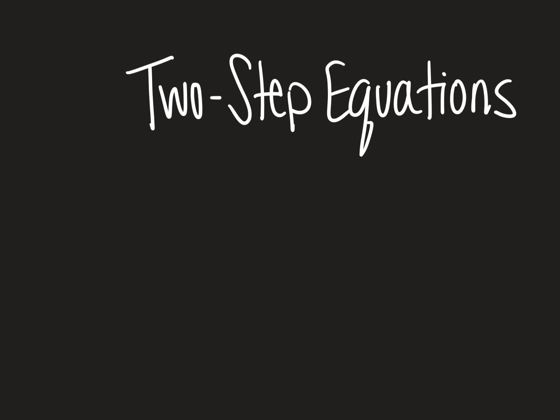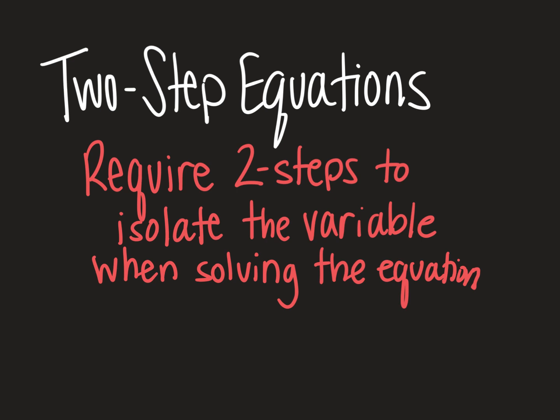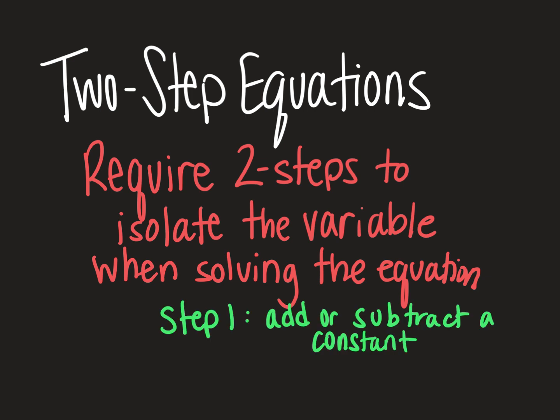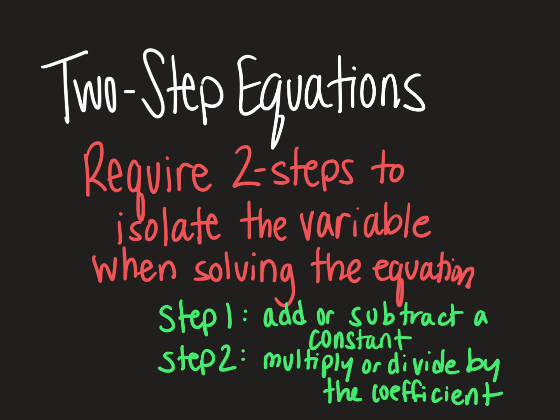In this video, I will be going over some examples of two-step equations to help you with your 100 equations unit. Two-step equations require two steps to isolate the variable when you're solving the equation. Most of the time when you are solving two-step equations, the first step is to add or subtract a constant. And the second step is to multiply or divide by the coefficient of the variable.